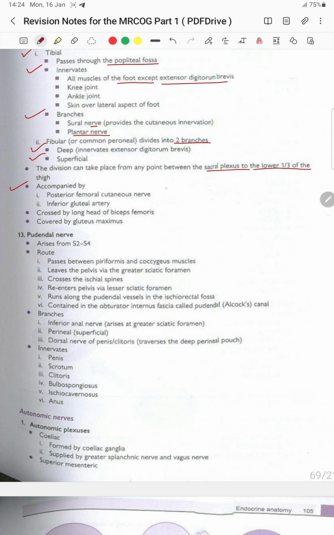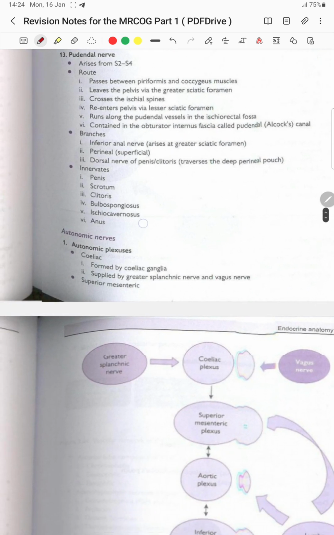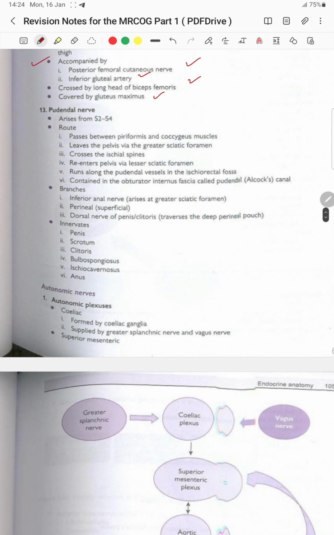It is accompanied by the posterior femoral cutaneous nerve and the inferior gluteal artery, and is crossed by the long head of the biceps femoris and covered by the gluteus maximus. Now the pudendal nerve arises from S2 to S4 and passes between the piriformis and the coccygeus muscles.